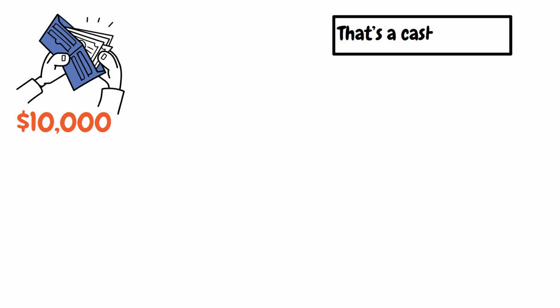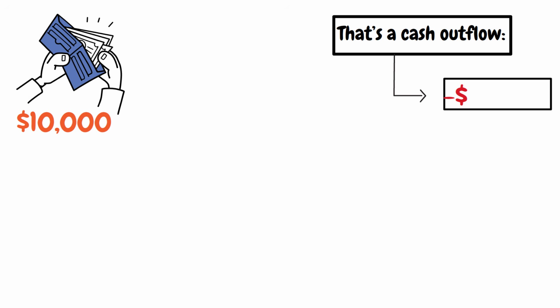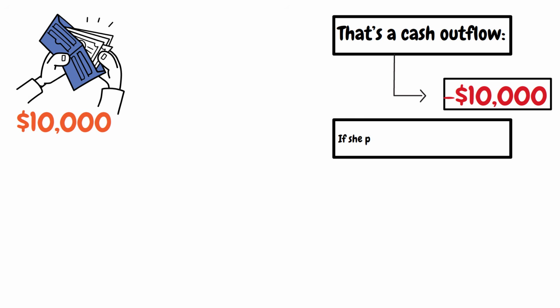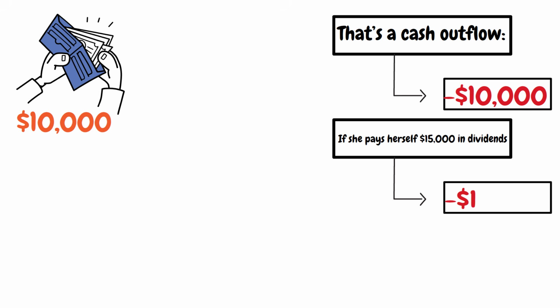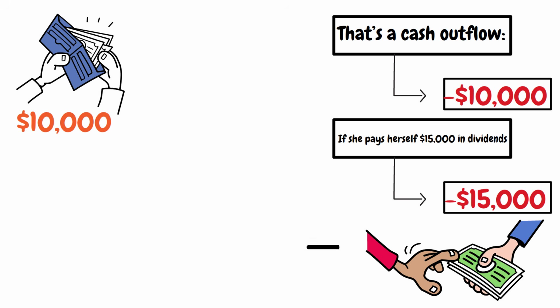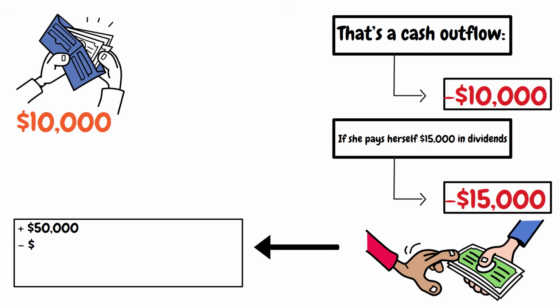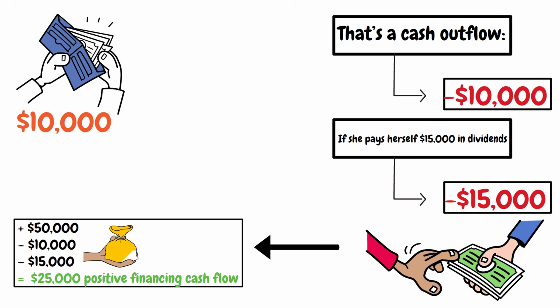That's a cash outflow of negative $10,000. If she pays herself $15,000 in dividends, that's another negative $15,000. So financing cash flow would be a positive $50,000, a negative $10,000, a negative $15,000, which equals out to $25,000 positive financing cash flow. This section shows whether the business relies on external funding or is returning money to the owners.